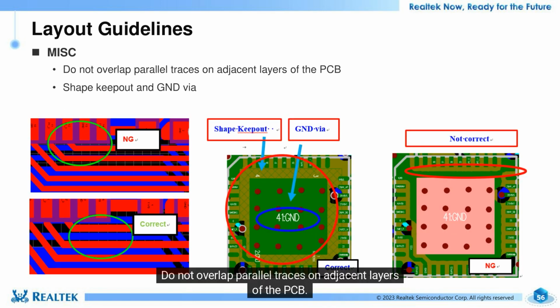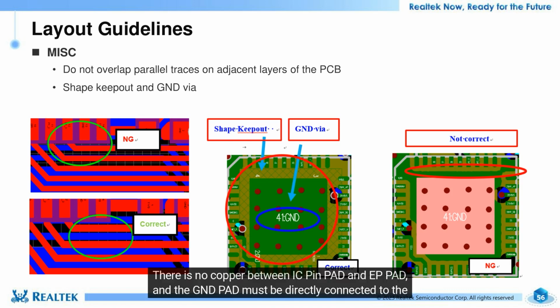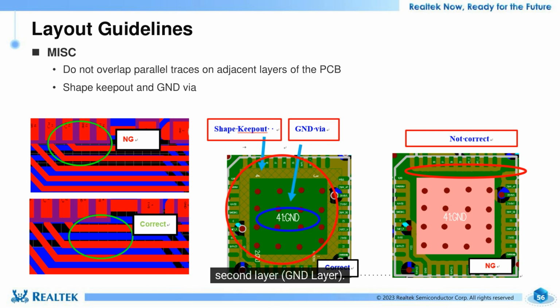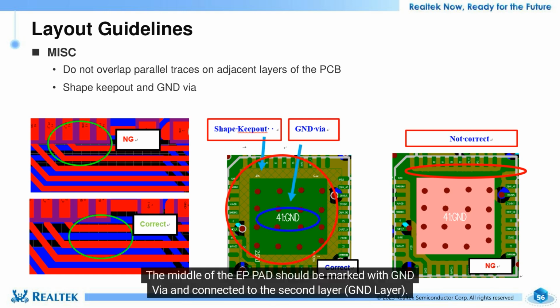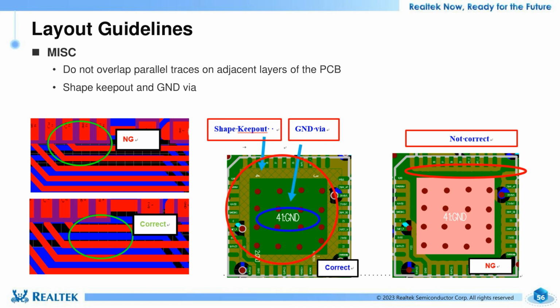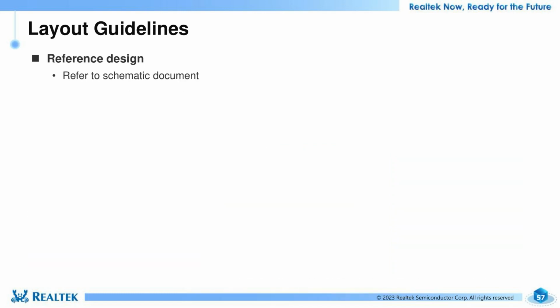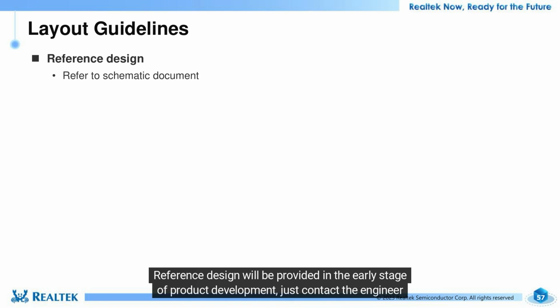Do not overlap parallel traces on adjacent layers of the PCB. There is no copper between IC pin PAD and EP pad, and the GND pad must be directly connected to the second layer, GND layer. The middle of the EP pad should be marked with GND via and connected to the second layer, GND layer. Reference design will be provided in the early stage of product development, just contact the engineer to provide it.